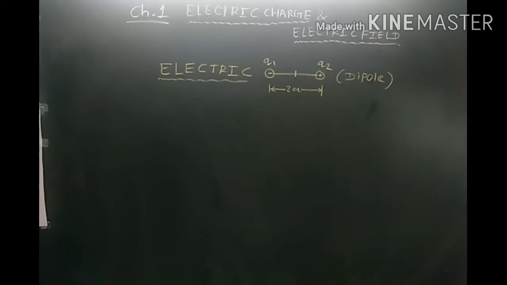However, at a distance much larger than the separation of these two charges forming a dipole, r greater than 2a, the fields due to the q and minus q nearly cancel out. The electric field due to the dipole therefore falls off at large distance faster, like 1 over r square, unlike the 1 over r square dependence of the field due to a single charge.